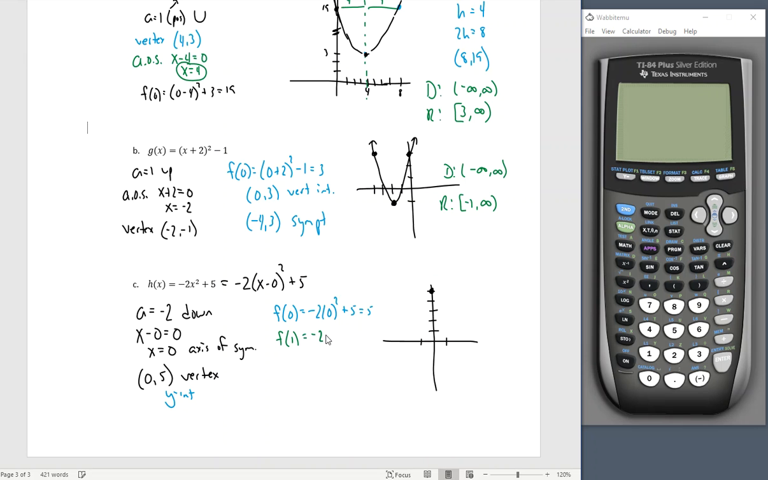F of 1, pick any value. 1's pretty easy. 1 squared is 1. 1 times -2 is -2. -2 plus 5 is 3. So the point 1, 3 is on the graph, which tells me that the point -1, 3 is also on the graph, same distance away from the vertex, 1 unit away on the right, 1 unit away on the left. They'll have the same height. And there's my graph.